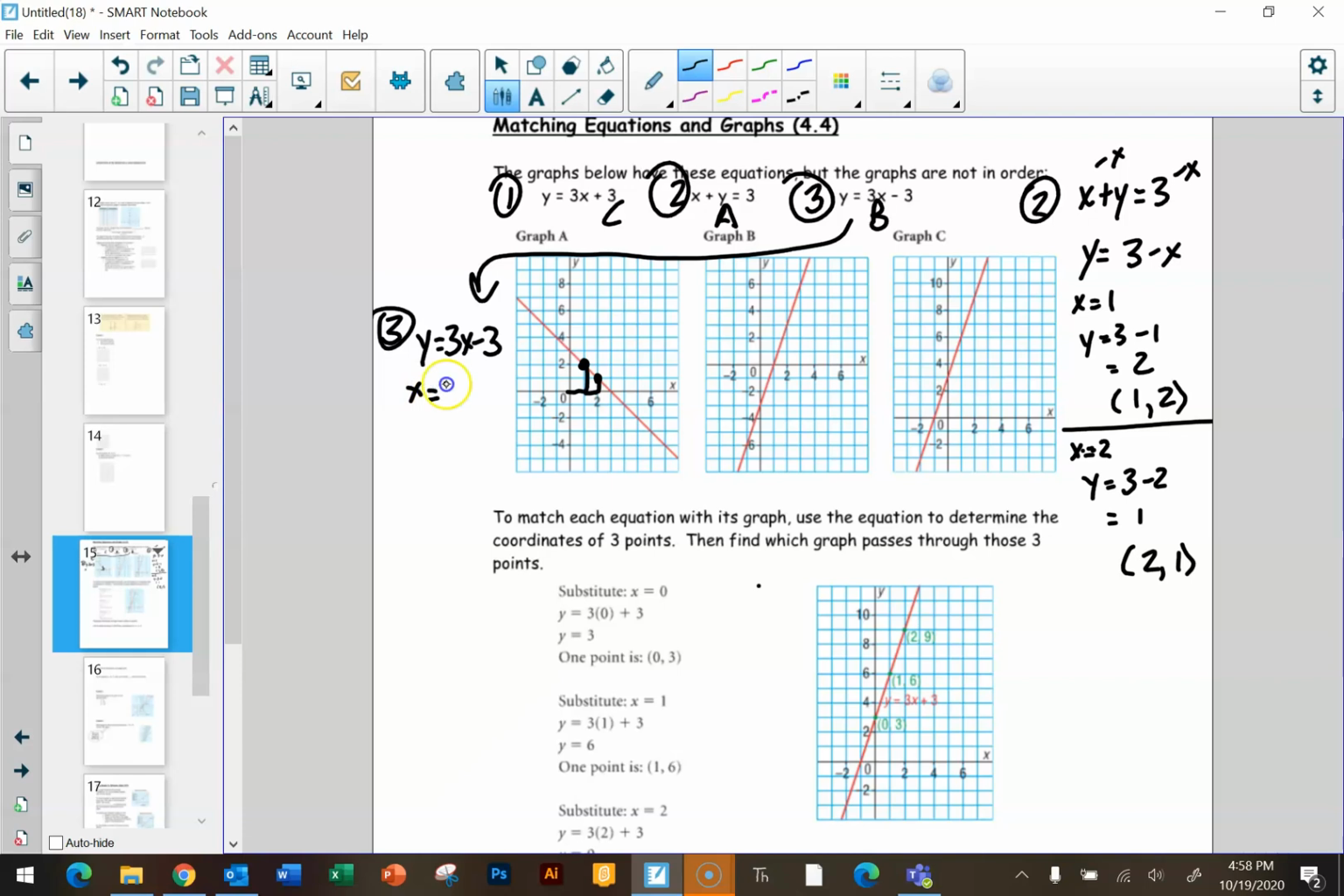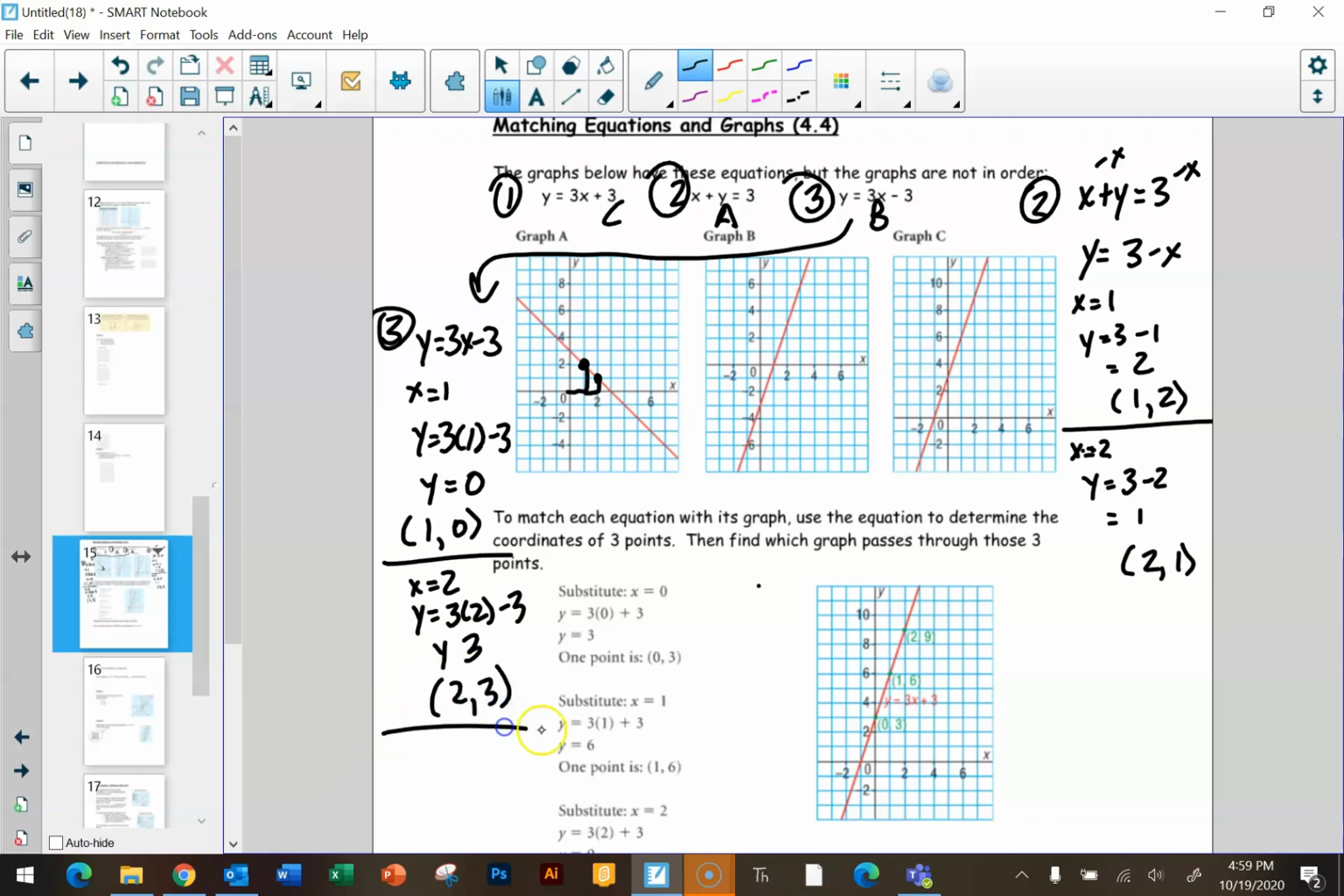Let's sub in x equals 1. So we've got y equals 3 times 1 minus 3. Sorry, not plus 3. 3 times 1 minus 3. So the y on this one is going to equal 3 minus 3, which is 0. So one of our points is x 1, y 0. Okay, and let's do another one. Let's do x equals 2. So then we're going to have y equals 3 times 2 minus 3. So y equals 6 minus 3 is 3. So we know another point is 2, 3.